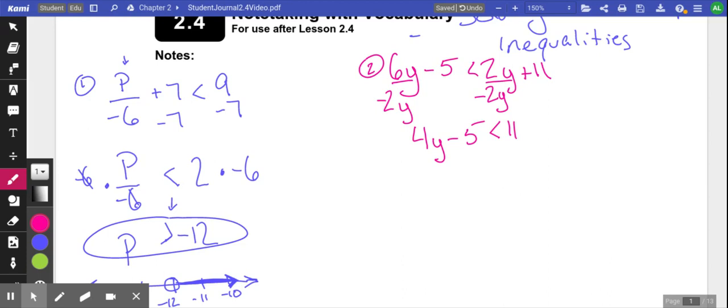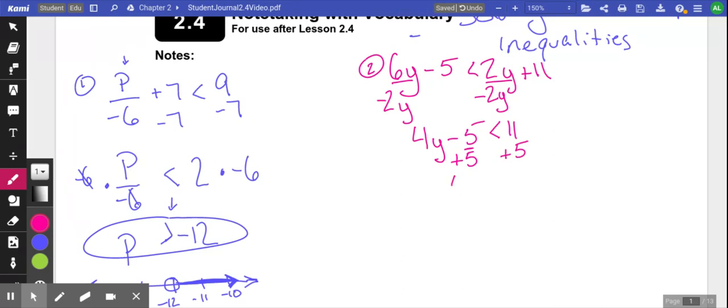All right, so now I just have a 2-step. So minus 5. I know the opposite of that is to add. Okay, I want to deal with this separate term first, just like in my first example. So add the 5 to both sides of this equation.